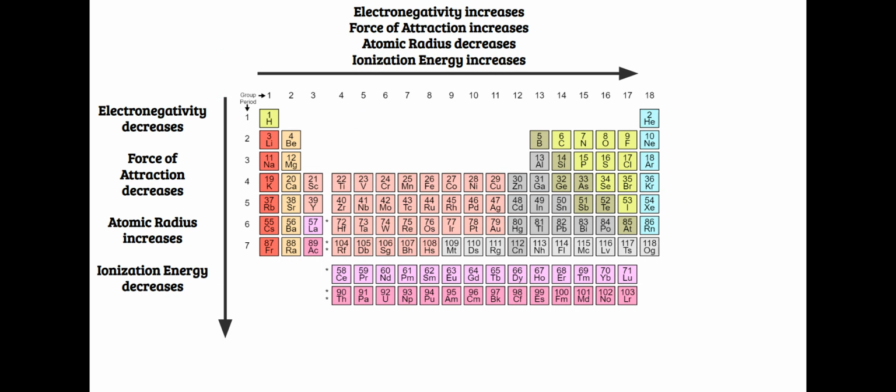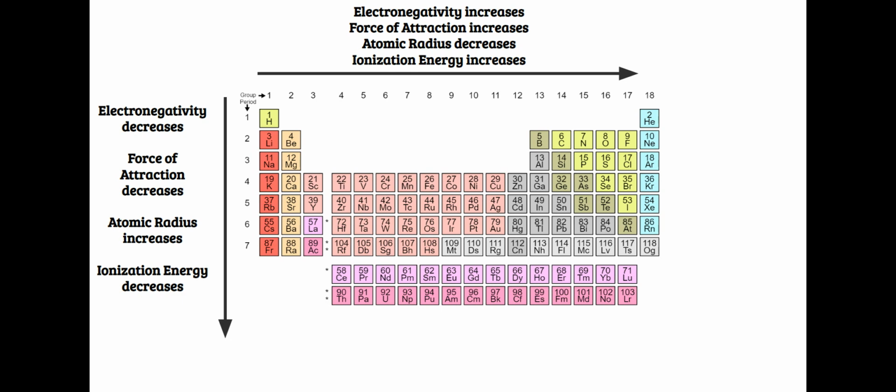Next, we're going to go over a few periodic trends. Electronegativity, force of attraction, and ionization energy increase as you go left to right across the periodic table. This is true because of the number of valence electrons, and the fact that your atomic radius is also decreasing because you're increasing your amount of valence electrons, but you only have like one ring and such.